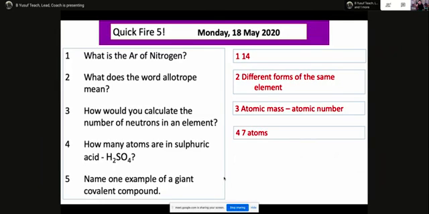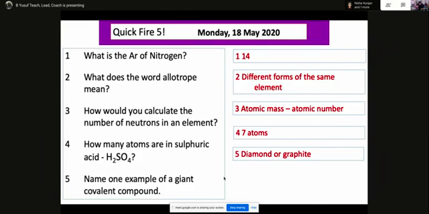And number 5, name one example of a giant covalent compound. If you joined me last lesson, you remember it could be diamond or graphite, for example. And if you did the homework, you should know that there are other ones as well, like silicon dioxide, etc. So there's quite a number of giant covalent compounds.